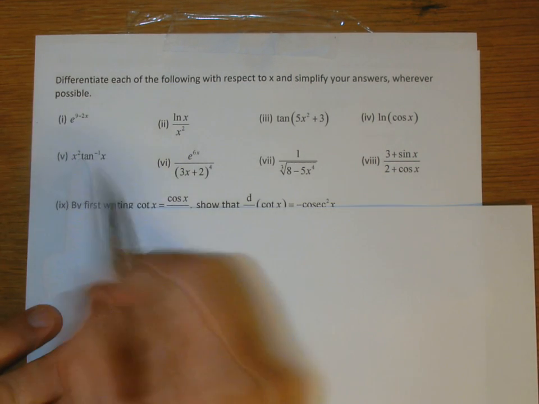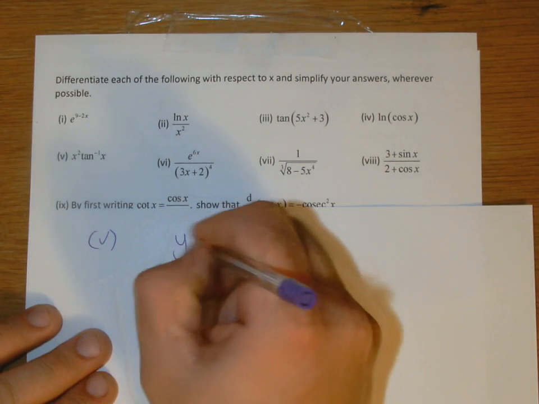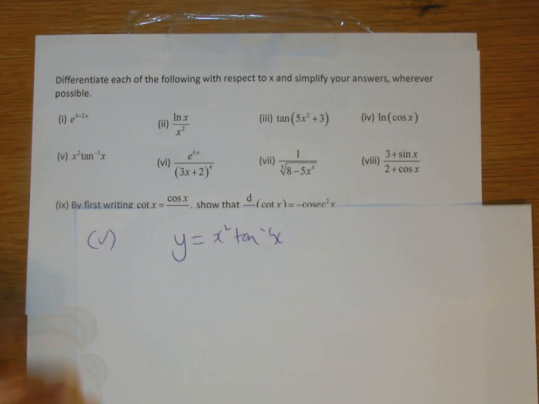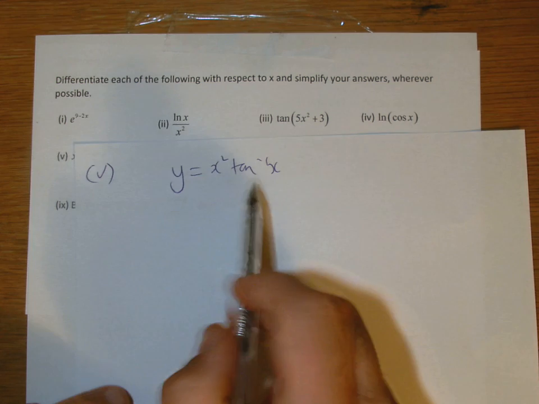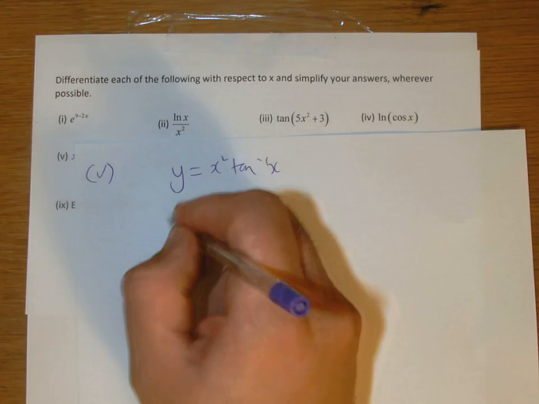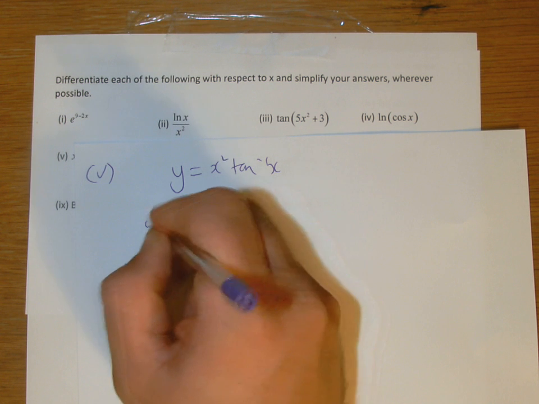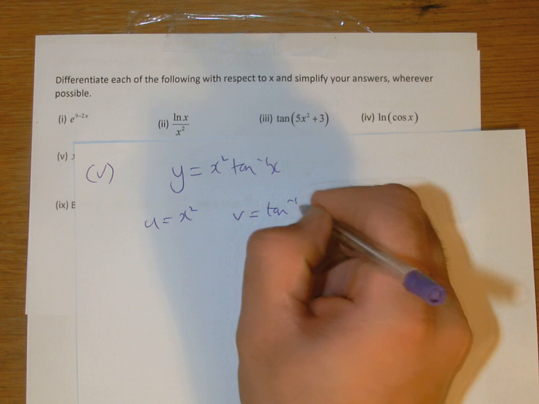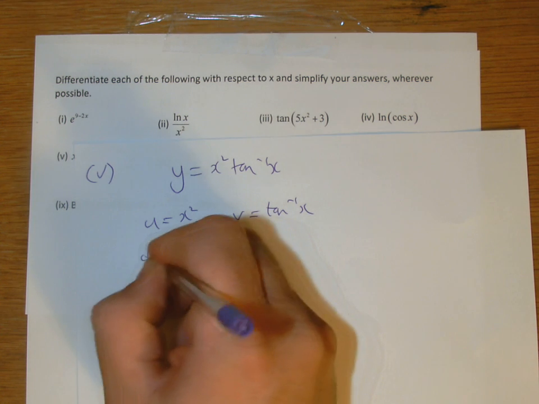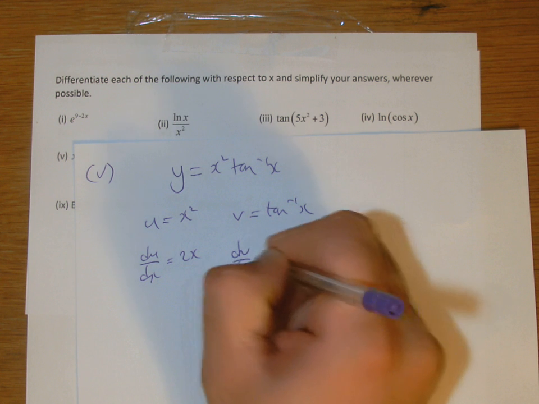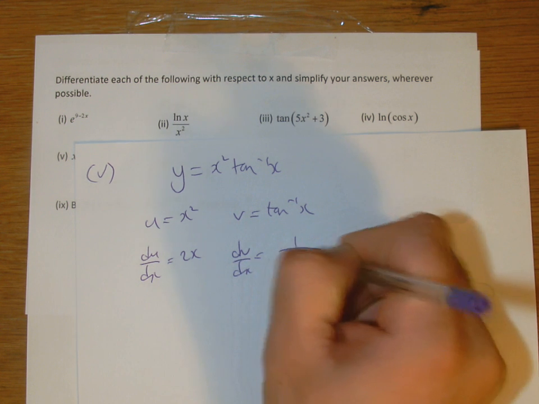Okay, part 5, product. So product, you're multiplying x squared by tan to the minus 1 of x. So your product, u will be x squared, v will be tan to the minus 1 of x, du dx will be 2x, dv dx will be 1 over 1 plus x squared.